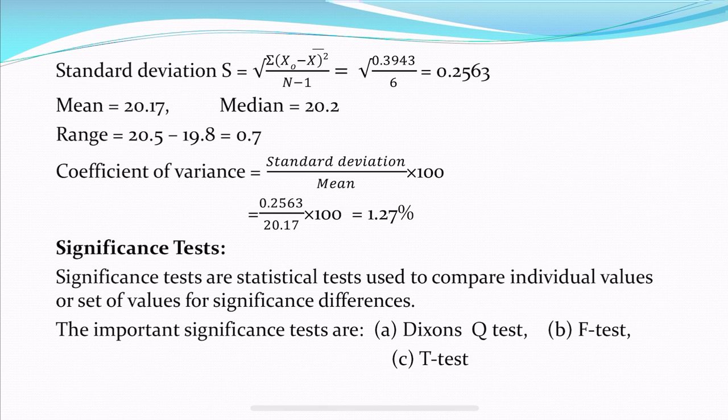All these concepts and mathematical equations were clearly understood by taking the example of an analyst who analyzed a sample of platinum spectrophotometrically with 7 different measurements, and we calculated the standard deviation and thereby understood how to calculate coefficient of variance. Okay.